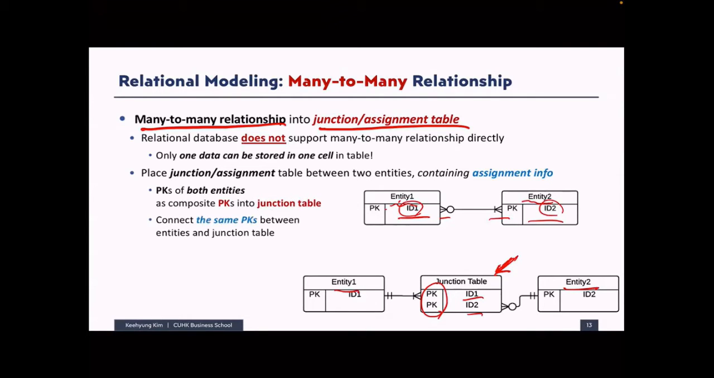And then you are going to connect the same primary key between the entity and the junction table. So entity 1 has ID 1, which is the primary key. It's here, so we connect. Entity 2 has ID 2, which is here. We connect like this.